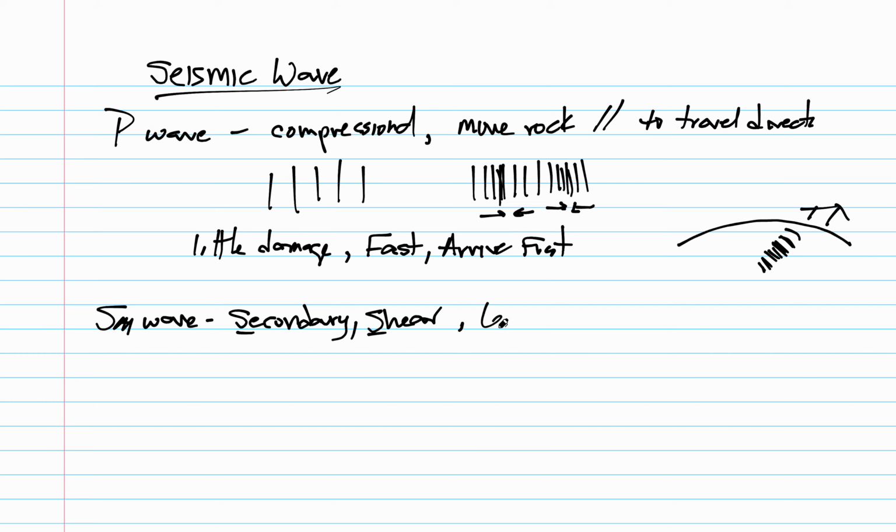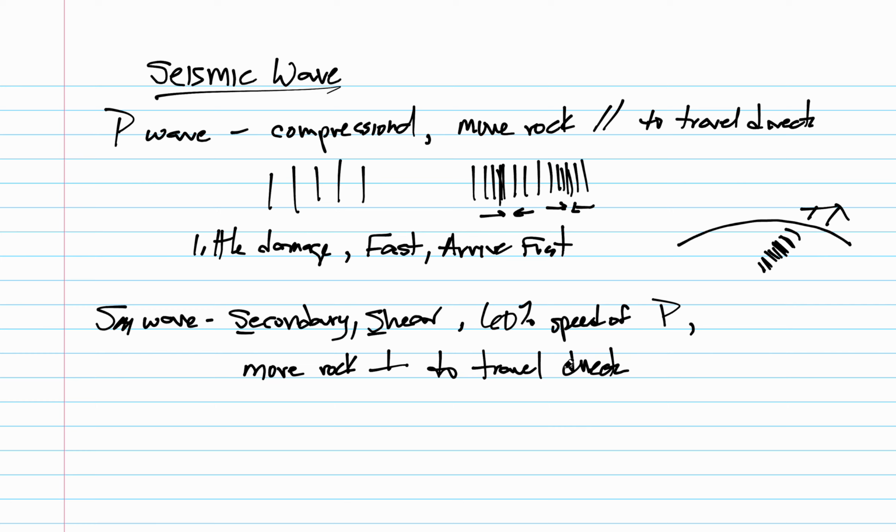They move at about 60% of the speed of a P wave, so they arrive a little bit after, with a predictable amount of time after. They move rock perpendicular to the travel direction. This is like flipping a rope or a whip in your hand. This is the way that a particle would move as an S wave moves through it.